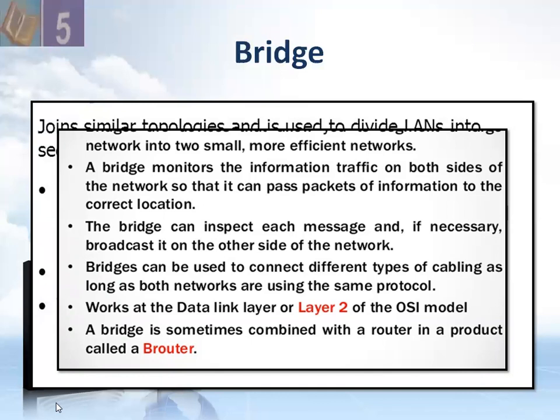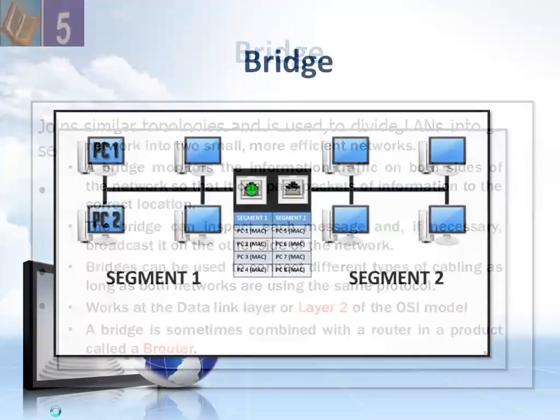A bridge can be used to connect different types of cabling as long as both networks are using the same protocol. It works at the data link layer, or layer 2, of the OSI model. A bridge is sometimes combined with a router in a product called a B router. When we combine the bridge and router with each other, that is called a B router.